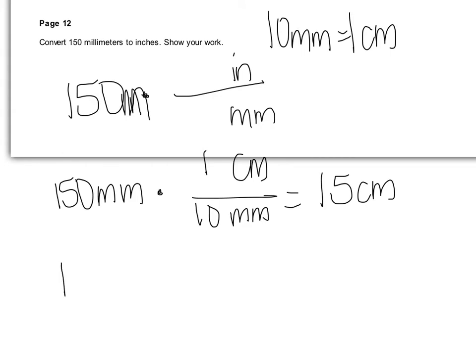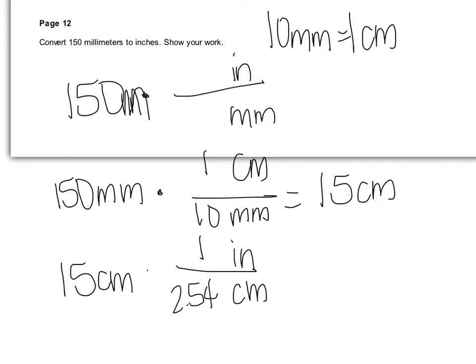Now we do know how to convert from centimeters to inches. We know that 1 inch is equal to 2.54 centimeters. So we're going to multiply 15 times 1 divided by 2.54, and we're going to get 5.91. So 150 millimeters is the same thing as 5.91 inches. The rest of the notes are just conversions, so we're going to go ahead and skip over to the practice.